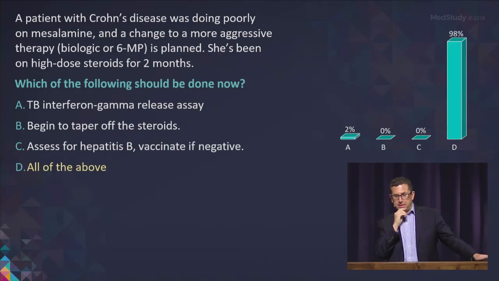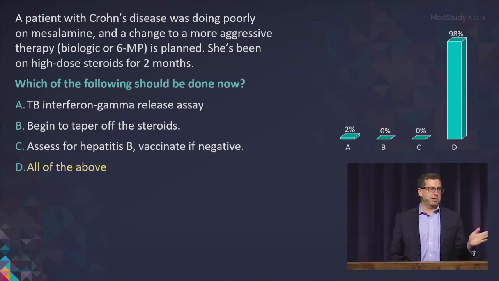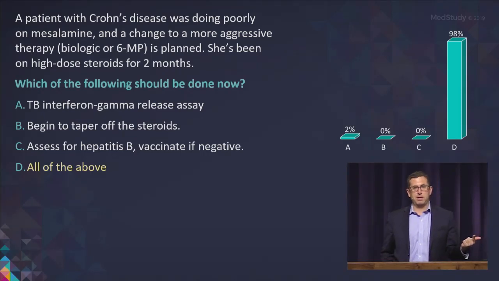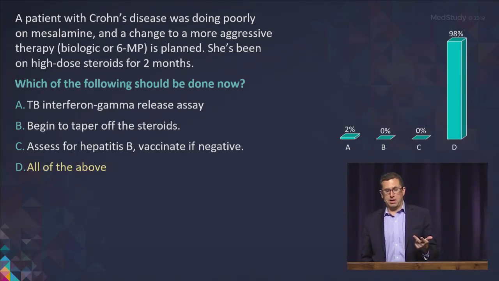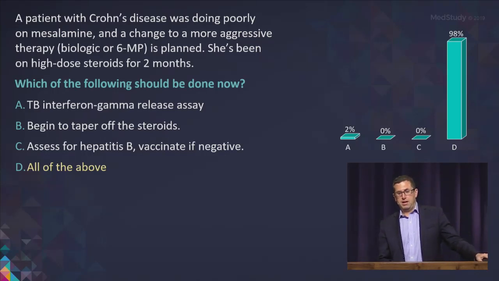Great, pretty much everyone got that. So all these things are fair game, right? You want to make sure the patient doesn't have TB. You don't want people on long-term steroids because of the horrible side effects, so you want to use steroid-sparing agents like 6-MP or azathioprine or a biologic to get them off the steroids. And then obviously you want to assess for hepatitis B and vaccinate if negative, because they could have a terrible recurrence of hepatitis B if they have kind of smoldering hep B that no one's aware of. So it's all of the above.